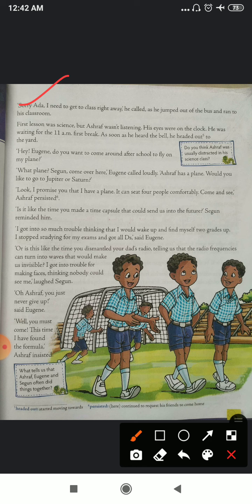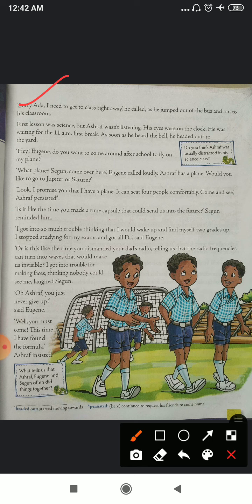So Eugene called loudly to Sigan, and then what did they start doing? They started making fun of Ashraf. And they both said, "Do you know Ashraf has a plane? And would you like to go to Jupiter or Saturn or to Mars?"